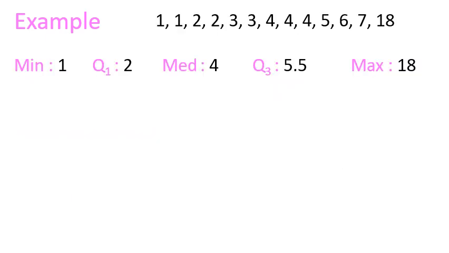Alright, next example, this is our data set, and I've already worked out the 5-figure summary. I'm not going to write out the range this time, but it would just be 18 minus 1, which would give us a range of 17. I am, however, going to work out the interquartile range, which is Q3 minus Q1. So Q3 is 5.5 and Q1 is 2, giving us an IQR of 3.5. Next, I'm going to work out if there are any outliers.